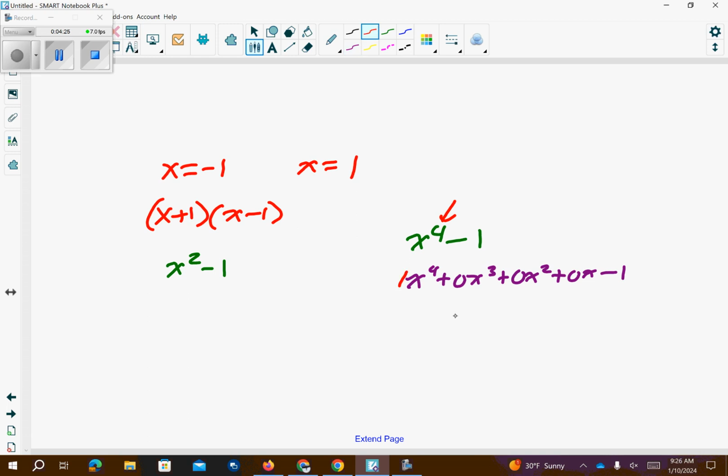Agree? So what I'm going to do is this. I'm going to take -1 and +1, and I'm going to use synthetic division. So I'm going to put my -1 out here first. And I'm going to put my lead coefficient. So I have a 1, I have a 0, I have a 0, I have a 0, and I have a -1. Does that make sense? Just how I got that.